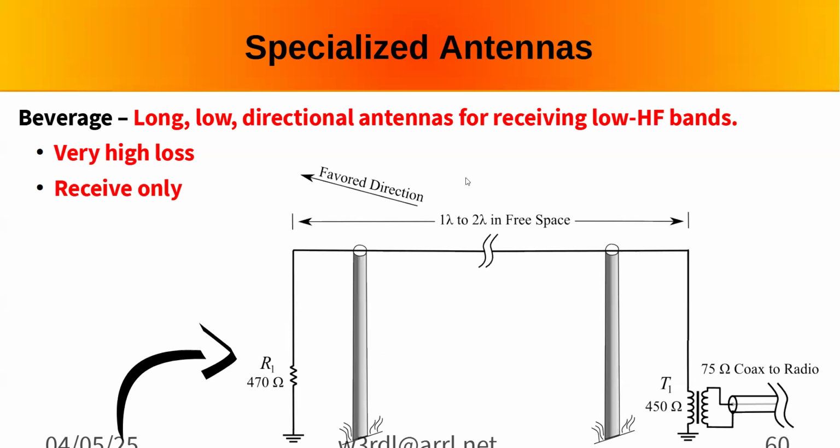The beverage. Now, we had a guy that thought it was made out of Coke cans. Well, I think the guy's name was Beverage. It's a receiving antenna because, once again, it's kind of like the rhombic. You have a terminating resistor, and it's long, a wavelength or 2 wavelengths long. It's basically strictly a receiving antenna. It's high loss.